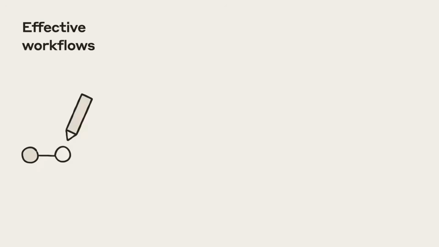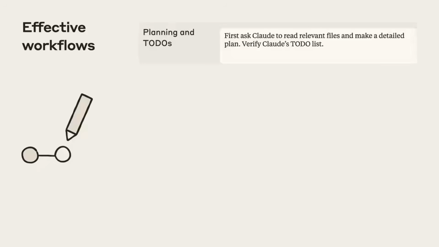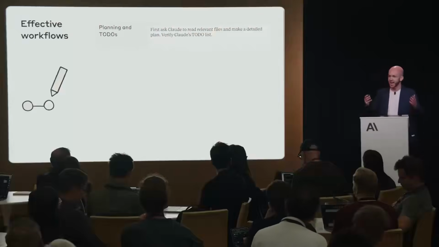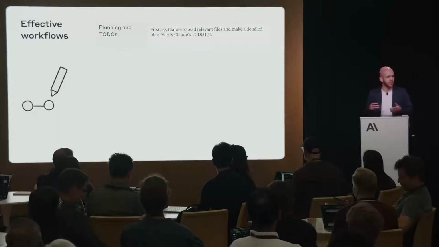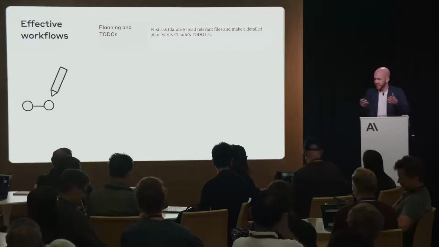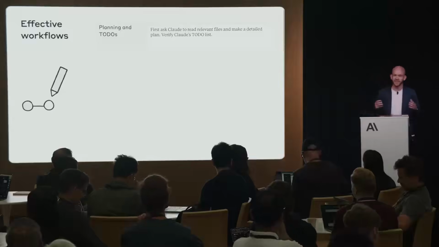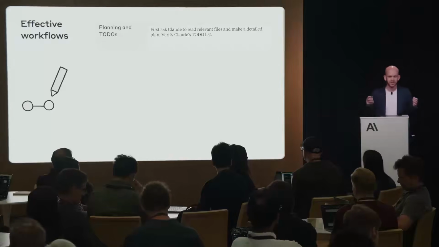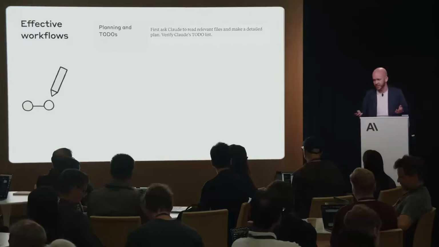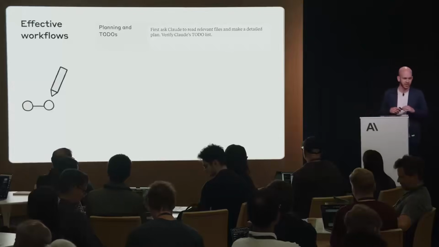Efficient workflows. What can you do with Claude Code, and how do you get the most out of it? Using planning and to-dos. I talked a little bit about this before, but one of the best things you can do when you open up Claude Code, instead of saying, hey, I need you to fix this bug, is to say, hey, I have this bug. Can you search around, figure out what's causing it, and tell me a plan for how we're going to fix it? This can save you a lot of time because you can read Claude's plan and verify what it's going to do.